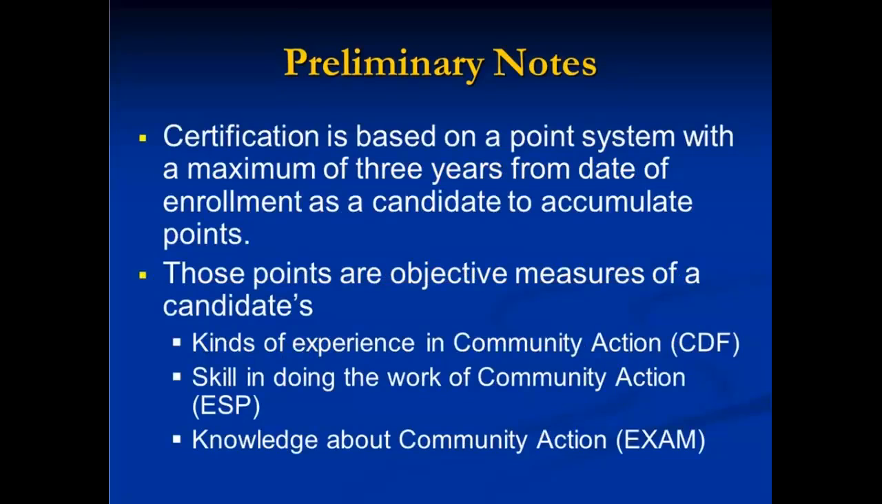Certification is based on a point system, and I think those of you who have already enrolled know that it's a maximum of 3 years from the date of enrollment as a candidate to accumulate the points that you need to finally become determined to be a certified community action professional. Those points are the objective measures of your experience, and thus the candidate data form is the opportunity to chronicle your experience in community action.